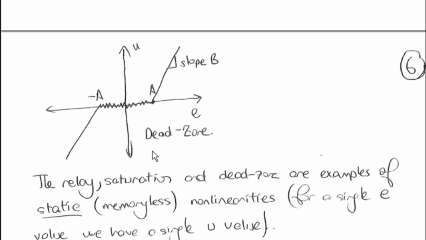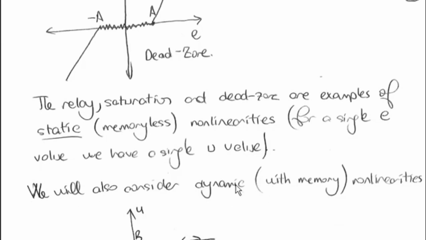By static, we mean memoryless. So here, when I look at this nonlinearity, for each E value, I have a single U value that is given by the nonlinearity. If the nonlinearity has some memory, then sometimes we might have multiple values for a single E value. And those nonlinearities are called dynamic nonlinearities, or nonlinearities with memory.